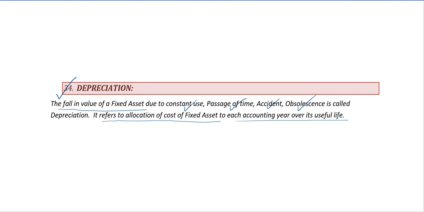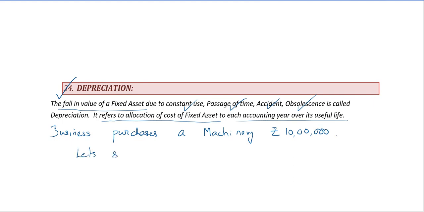useful life. Now let's say a business purchases a machinery for 10 lakh rupees. Let's say it is estimated that the useful life of the machine is 10 years.